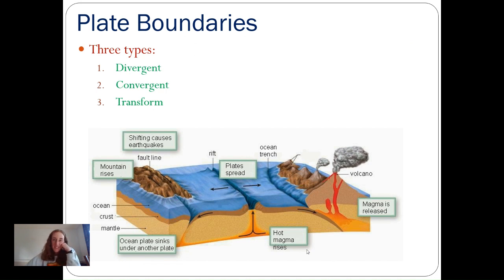All right. So let's talk about plate boundaries. There are 3 different types of tectonic plate boundaries. There's divergent, where plates are moving away from each other. There's convergent, where plates are colliding. And then there's transform, where plates are moving past each other. So for the purposes of this lecture, to finish up, we're only going to talk about divergent boundaries, where 2 plates are spreading away from each other.